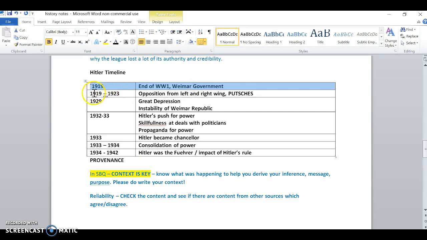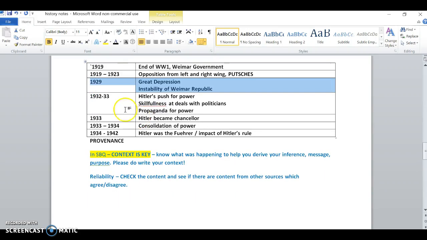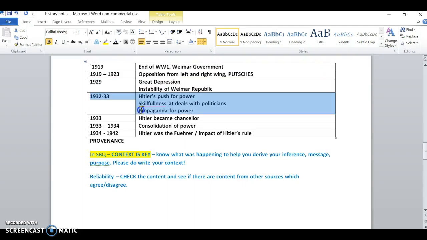1919, end of World War I, Weimar government. 1919 to 1923 were the putsches and oppositions. 1929, Great Depression. And then from 1932 to 33 were the years where Hitler used a lot of propaganda to push for power. So if they give you a propaganda source, you can say that this was the period Hitler was gaining influence to rise to power, and hence he created this source to influence the masses of the positivity of his ideals.